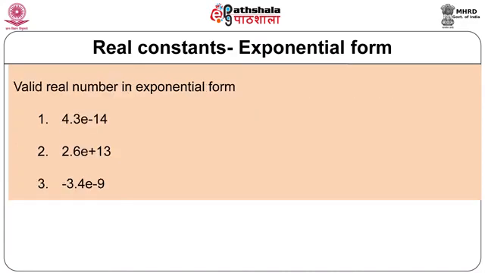The valid real numbers in exponential form are 4.3 into 10 raised to minus 14, 2.6 into 10 raised to plus 13, minus 3.4 into 10 raised to minus 9. These are valid real numbers in exponential form, where the mantissa part and exponent part are separated by the letter E.